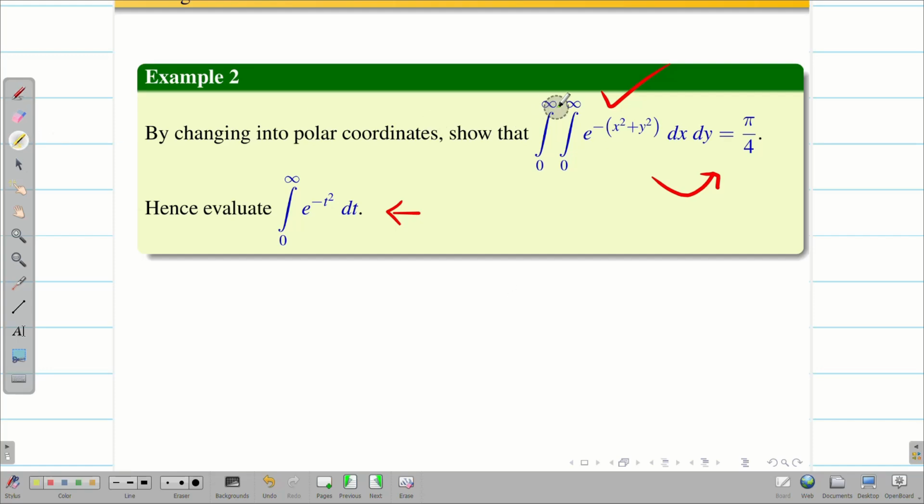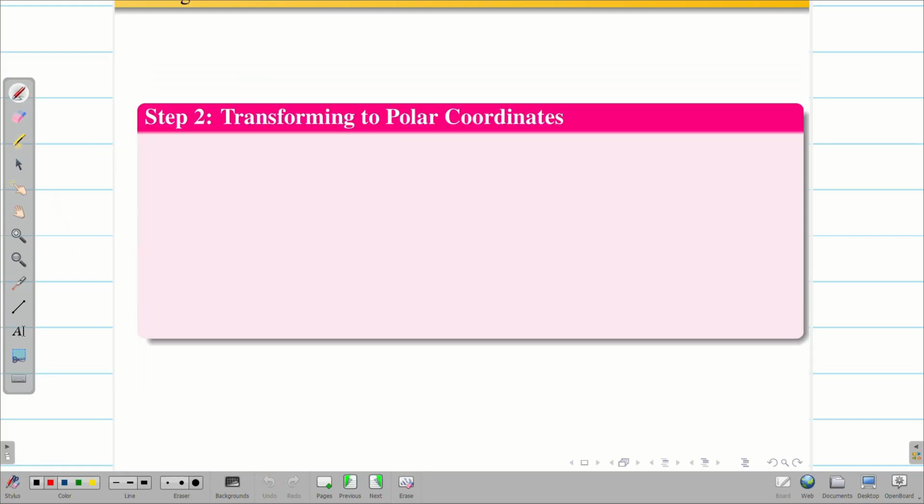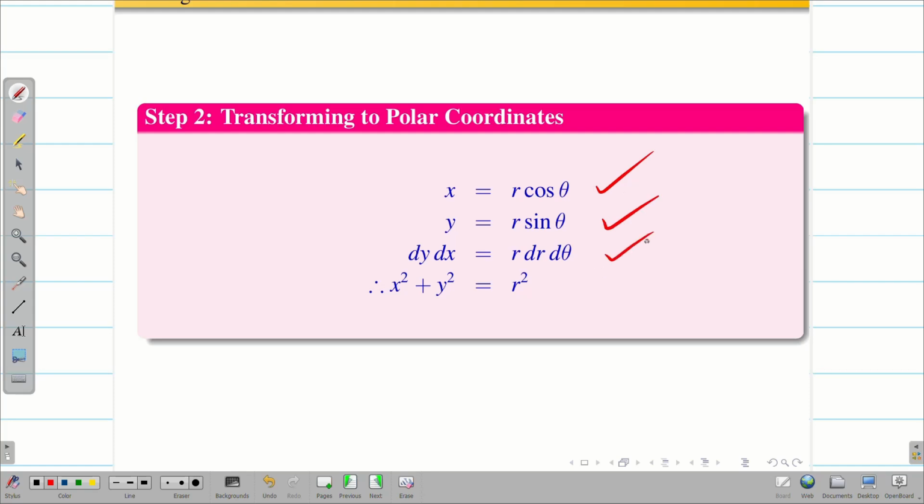Since both the limits are infinity, I don't need to worry about checking the order. Step 1, as usual, I am taking the given integral as capital I. Step 2, we are going to transform the problem into polar coordinates. So I am writing x equal to r cos theta, y equal to r sin theta, and either dx dy or dy dx is going to be r dr d theta.